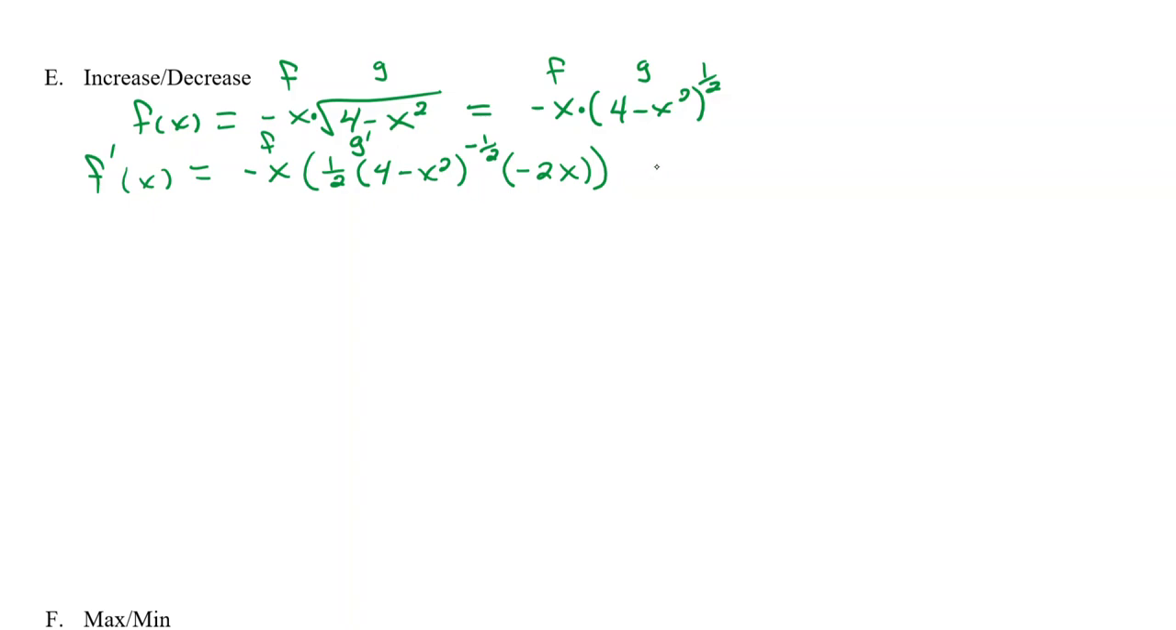And then we're going to add, and then I'm going to write the derivative of f. So the derivative of f, which is negative 1 times, and then just g.